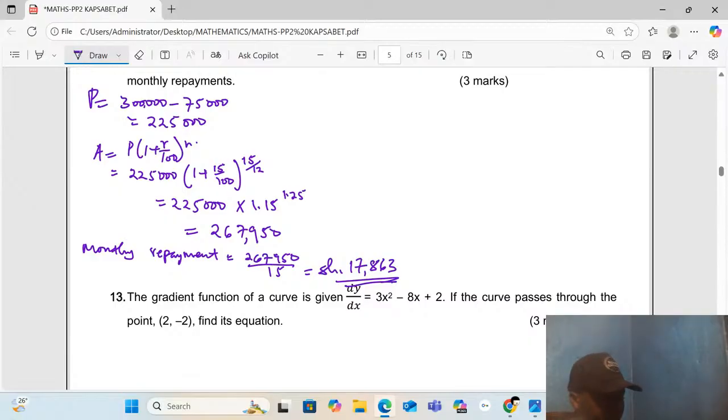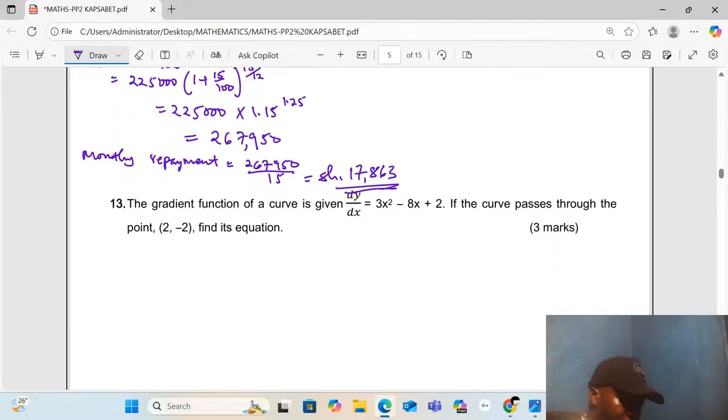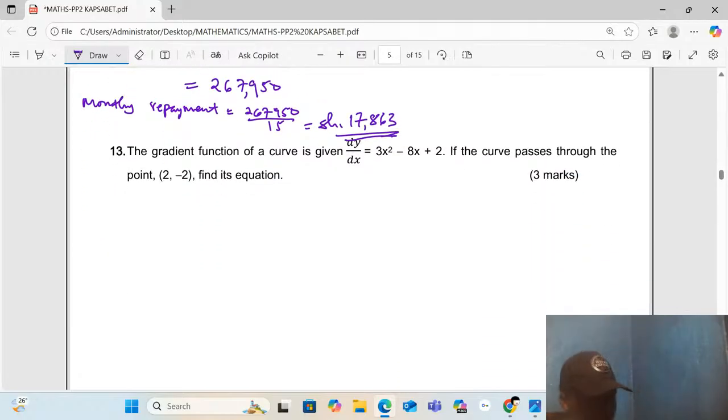Okay. Then we move straight to number 13. The gradient function of a curve is given by dy/dx, which is 3x squared minus 8x plus 2. If the curve passes through the point (2, -2), find its equation.